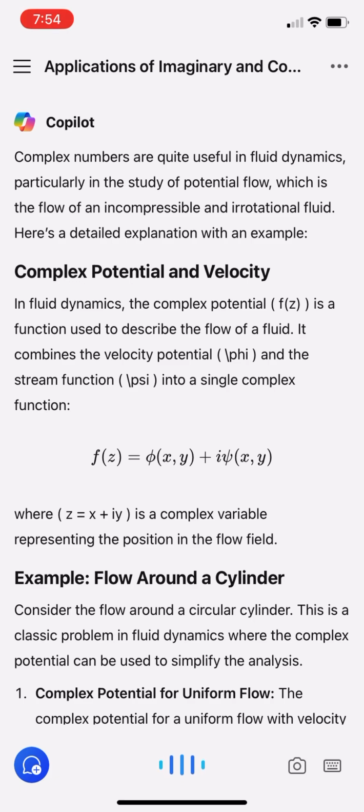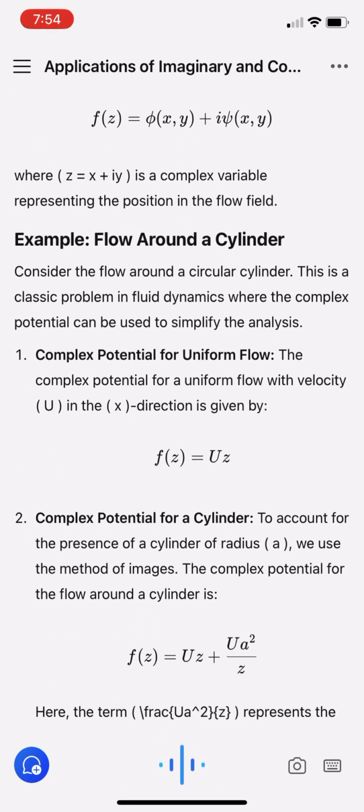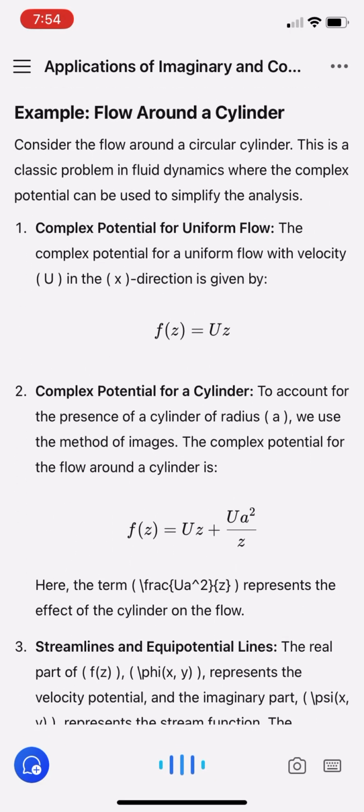Example, flow around a cylinder. Consider the flow around a circular cylinder. This is a classic problem in fluid dynamics where the complex potential can be used to simplify the analysis.